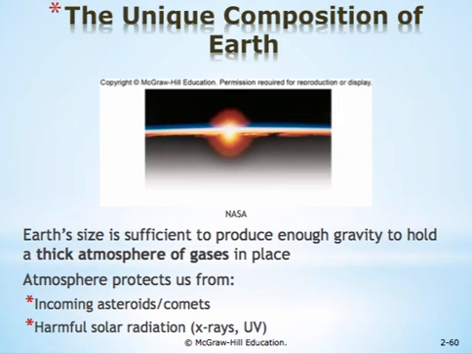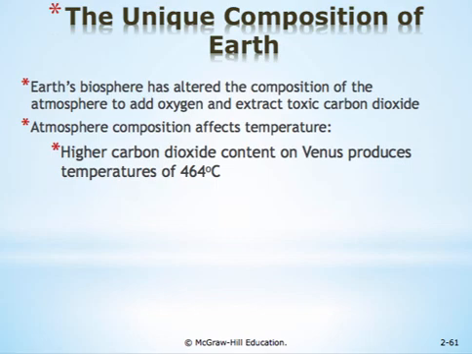Earth's size is sufficient to produce enough gravity to hold a thick atmosphere of gases in place. The atmosphere protects us from incoming asteroids and comets and harmful solar radiation, X-rays and UV. Earth's biosphere has altered the composition of the atmosphere to add oxygen and extract toxic carbon dioxide.